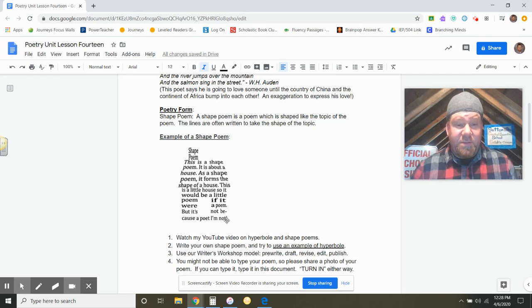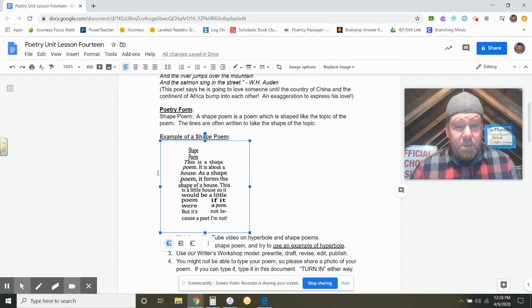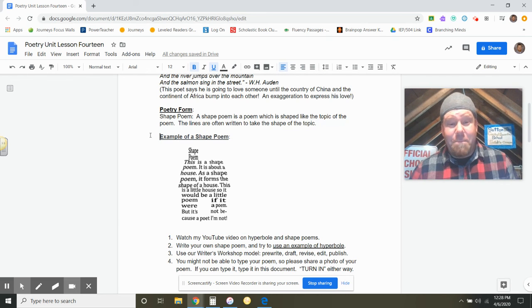Here's one example of a shape poem, right here. This is a shape poem. It is about a house. As a shape poem, it forms the shape of a house. This is a little house, so it would be a little poem if it were a poem, but it's not because a poet I'm not. Anyway, interesting how that poem is about both a shape poem and a little house.